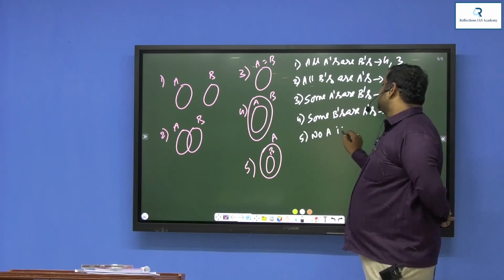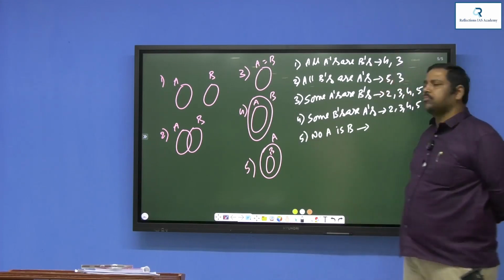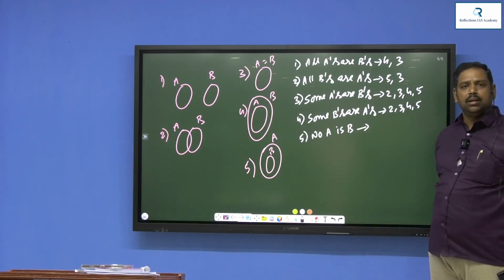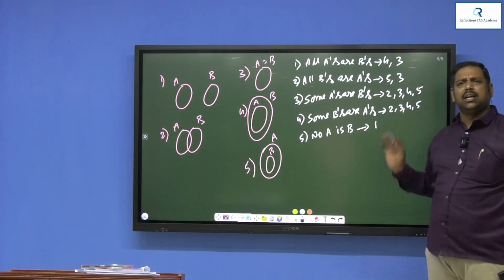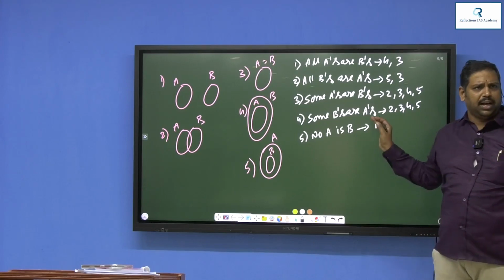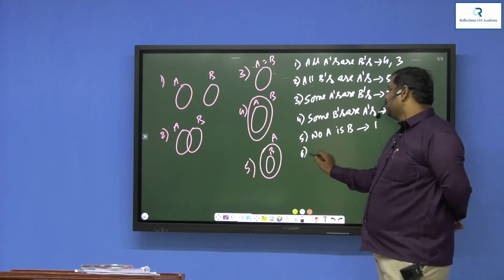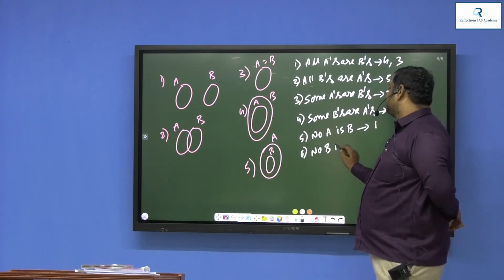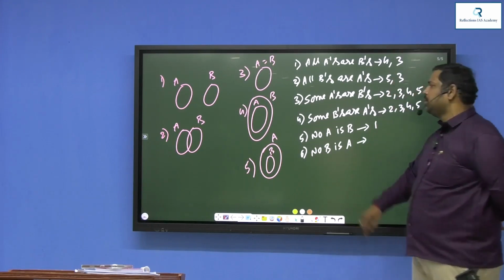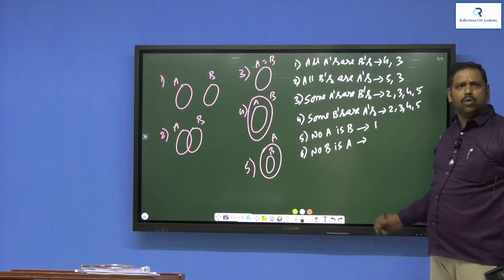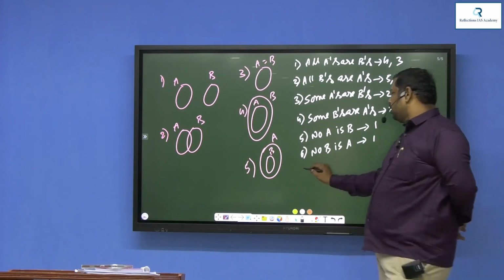Fifth one. No A is B. What is the one? Only first one. No other possibility. That is the basic diagram as well as the only possible diagram. Next, no B is A. Which is the possible one? Only first one. No other is a possibility. Superb.